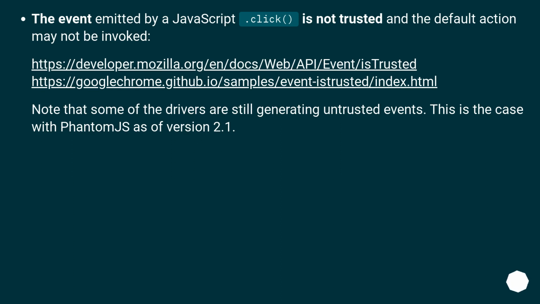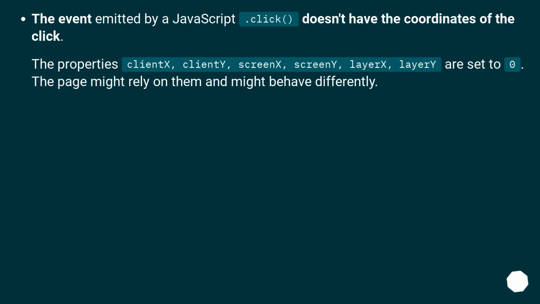The event emitted by a JavaScript click is not trusted and the default action may not be invoked. Note that some of the drivers are still generating untrusted events. This is the case with PhantomJS as of version 2.1. The event emitted by a JavaScript click doesn't have the coordinates of the click. The properties clientX, clientY, screenX, screenY, layerX, layerY are set to 0. The page might rely on them and might behave differently.